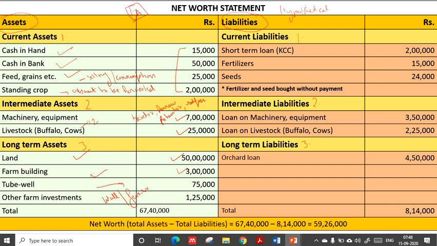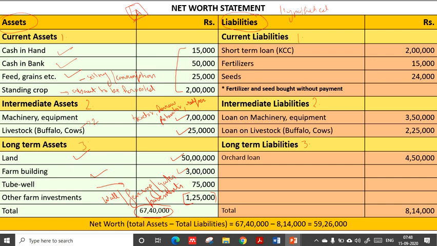Other farm investments, let's say he has made a boundary wall, fencing, gates, pavements. This is worth 1,25,000 rupees. So the total assets is 67,40,000 rupees.